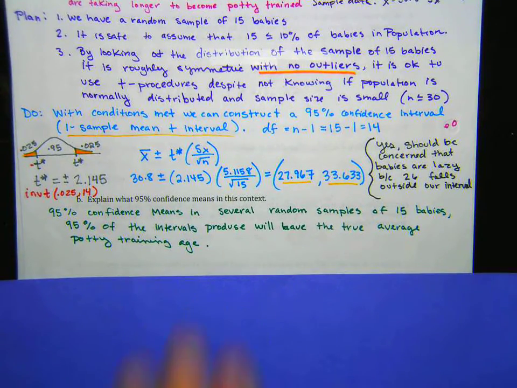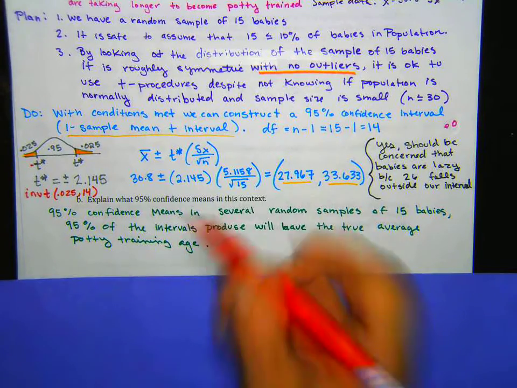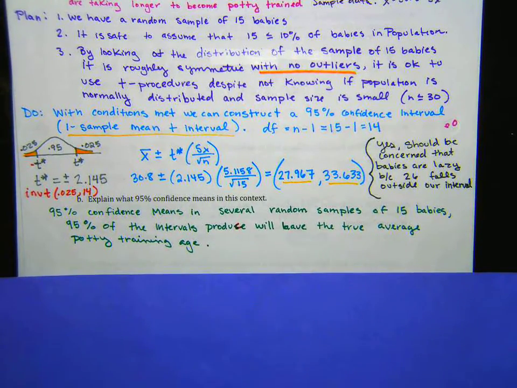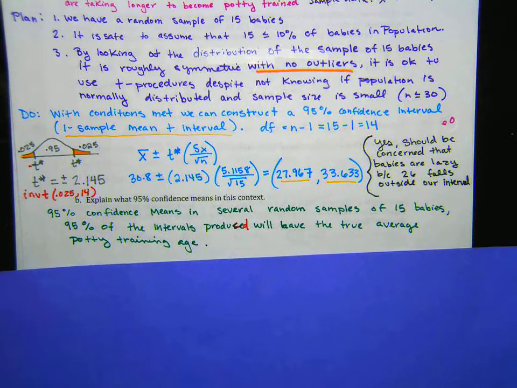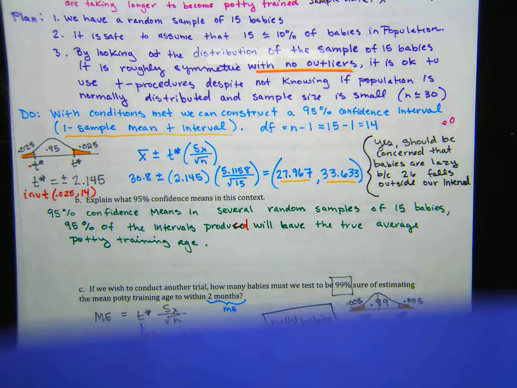B, it says explain what 95% confidence means. This is similar to number 1. 95% confidence means in several random samples of 15 babies, 95% of the intervals produced, sorry for my misspelling, will have the true average potty training age. They will capture that true mean.